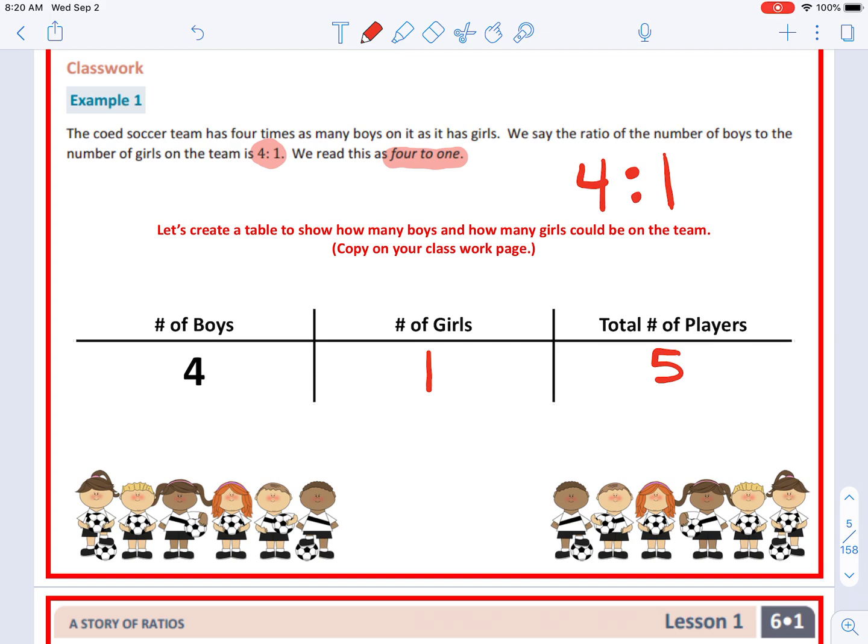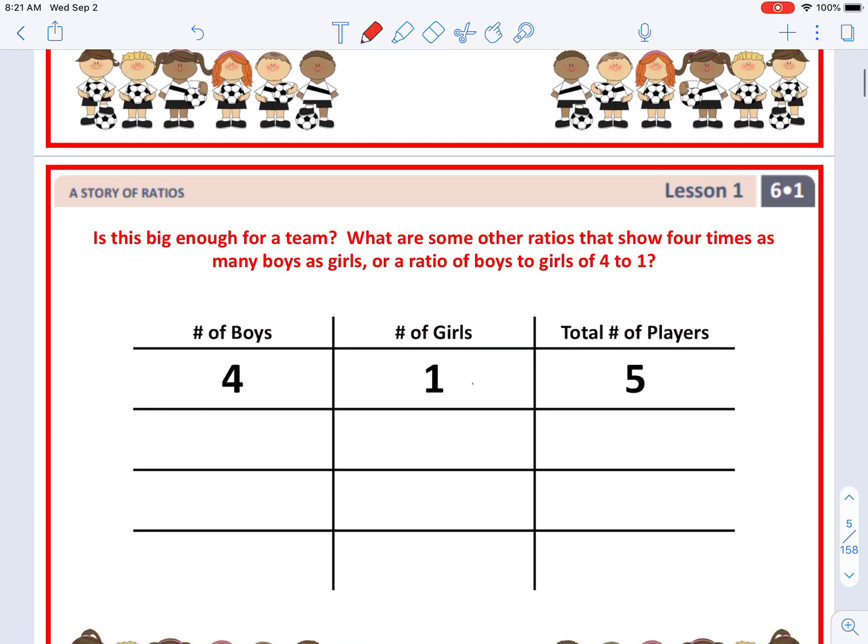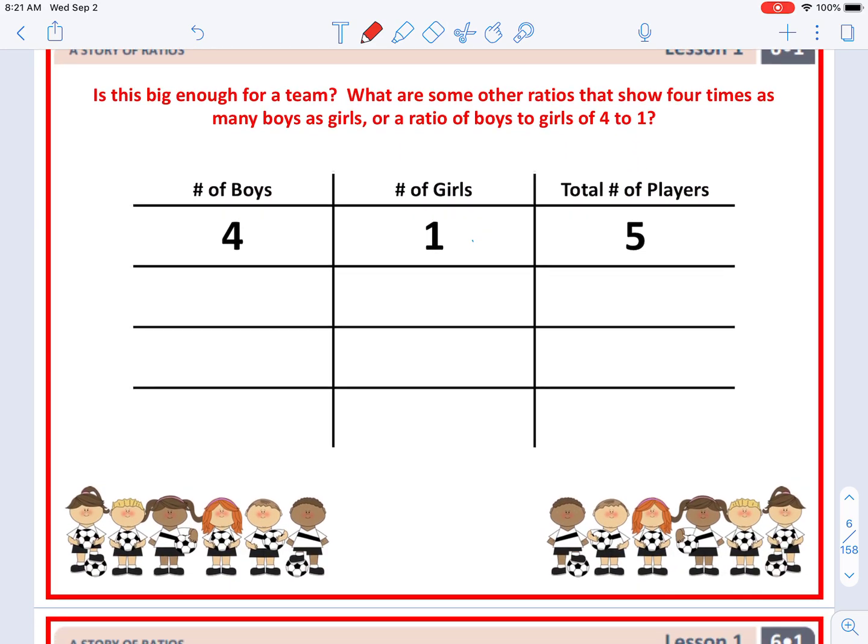Okay? 5 players isn't enough for a soccer team. You need 11 to put on the field, and you probably should need some subs as well. Okay, so let's move on. Is this big enough for a team? No, we just discussed that. What are some other ratios that show 4 times as many boys as girls, or a ratio of boys to girls of 4 to 1? Okay, so now I want you to extend your table that you just made and make these rows. Okay, make it longer and add more rows. Okay, you can pause your video real quick.